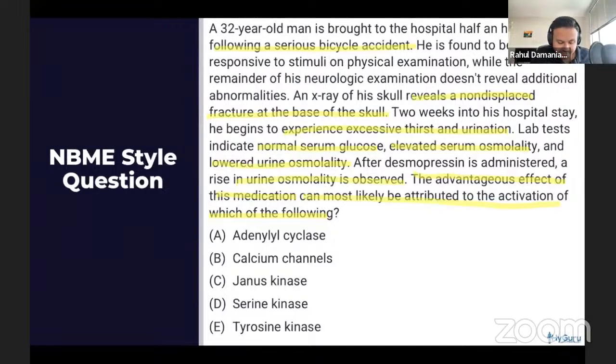The advantageous effect of this medication can most likely be attributed to the activation of which of the following? A, adenyl cyclase, B, calcium channels, C, Janus kinase, D, serine kinase, or E, tyrosine kinase. What do you think is the best answer?